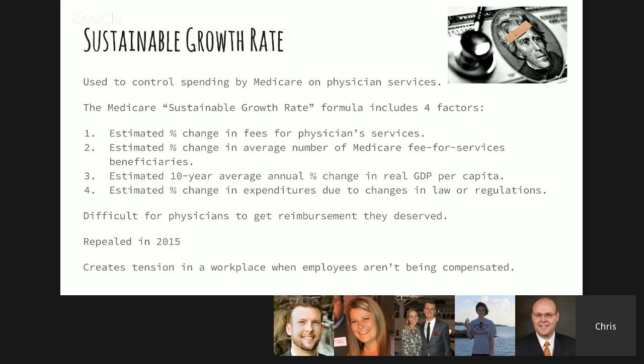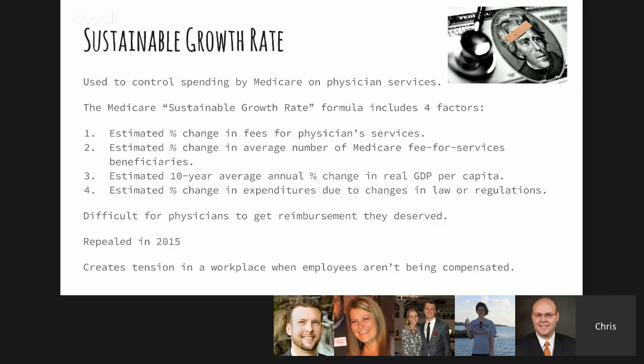The SGR was repealed in 2015 permanently. I say permanently because there were some situations before where it was sort of excused or it was slightly repealed for certain situations, but now it has been permanently repealed, and physicians are working toward getting the payment that they deserve as they are reimbursed for the work that they do. And this is good because when employees and businesses aren't compensated like they should be, tension arises and nobody is really happy in that situation.